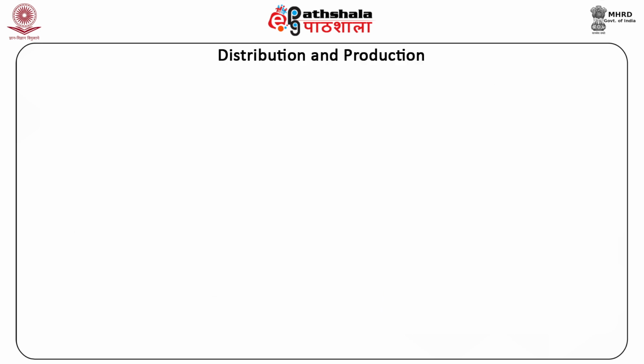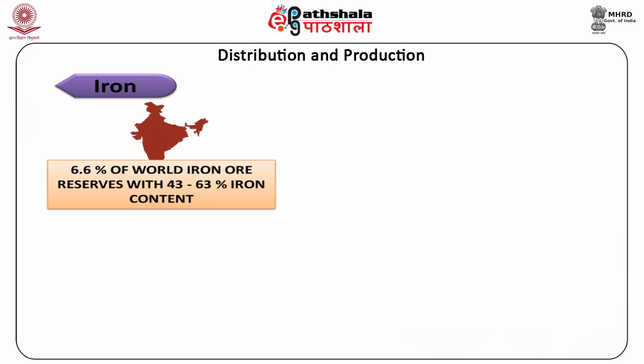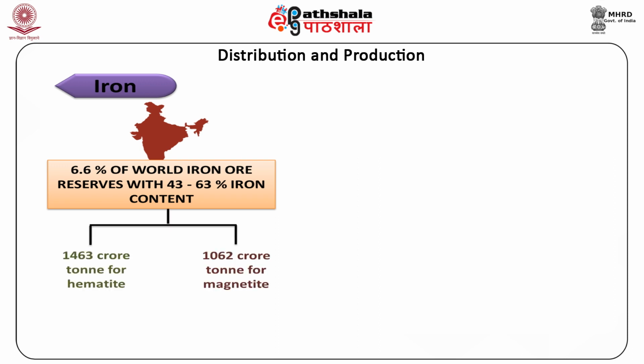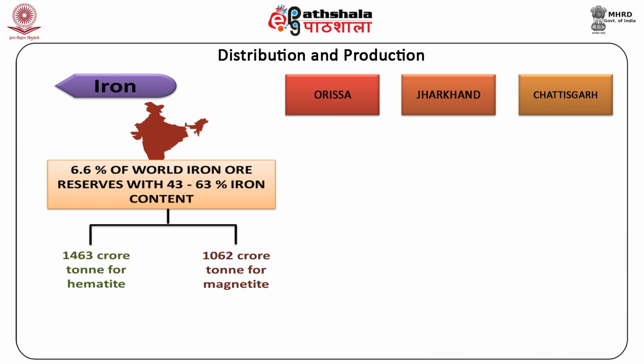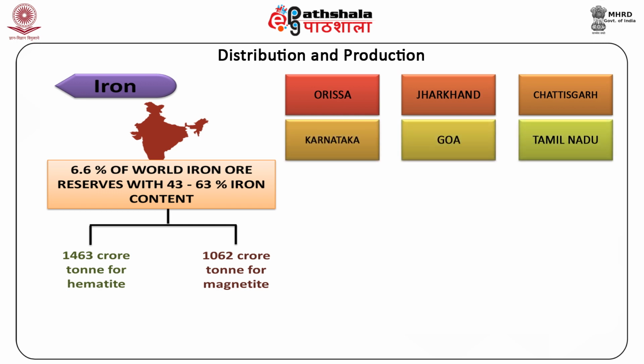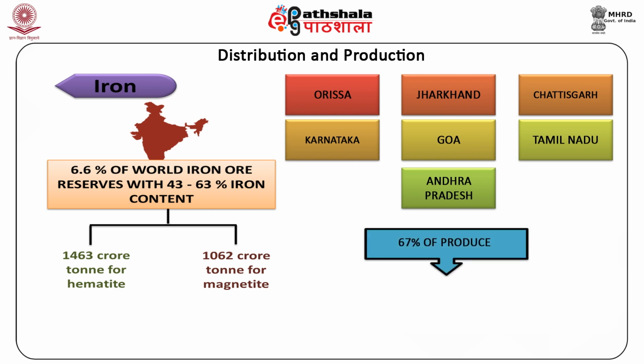Distribution and production. Iron. India possesses around 6.6% of the world's iron ore reserves, with 43 to 63% iron content. The reserves amount to 1463 crore tons for hematite and 1062 crore tons for magnetite and are mainly found in regions of Orissa, Jharkhand, Chhattisgarh, Karnataka, Goa, Tamil Nadu, and Andhra Pradesh. Approximately 67% of the produce comes from Goa, Chhattisgarh, and Karnataka alone.